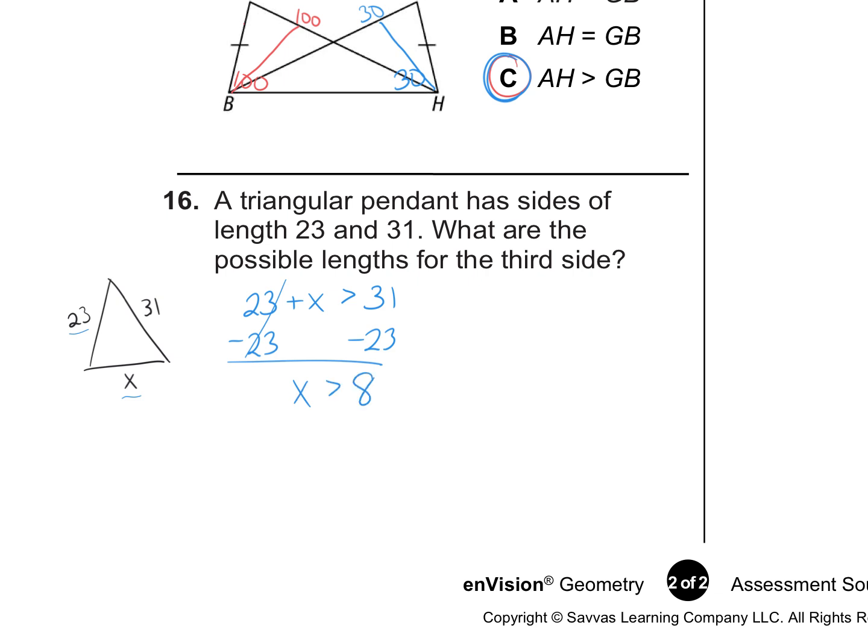What else do we need to know? How big it can get, right? 23 and 31, what does it have to be in regards to X? Greater than or less than? Has to be greater than X. So what's 23 plus 31? 54 has to be greater than X, or X has to be less than 54. So you have both of your inequalities. So now you just have to write it as a compound inequality. How do we write it?